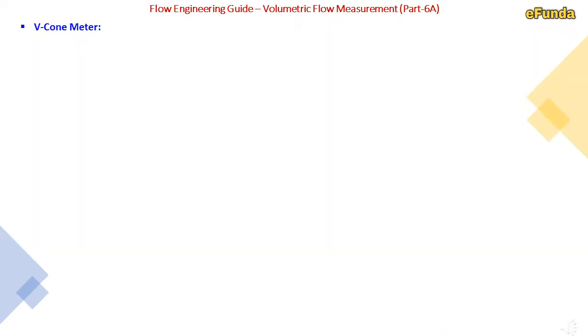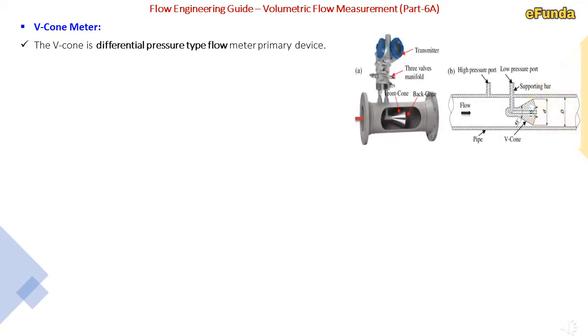Moving on to the V-cone meter. The V-cone is a differential pressure type flow meter primary device. One can see in a figure where in a pipe cones are placed, that is a front cone and a back cone, where we have an opening at the back cone, installed with a 3-valve manifold for installation of a transmitter. At the inlet we have a high pressure port as well as the low pressure port from the cone section.